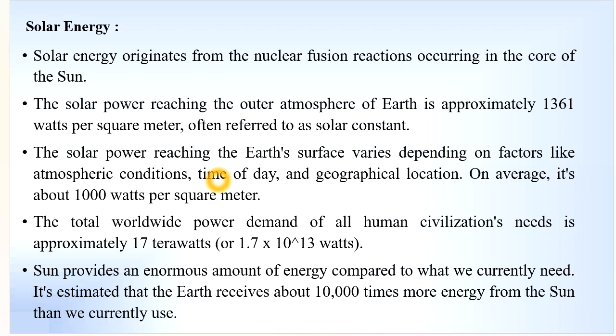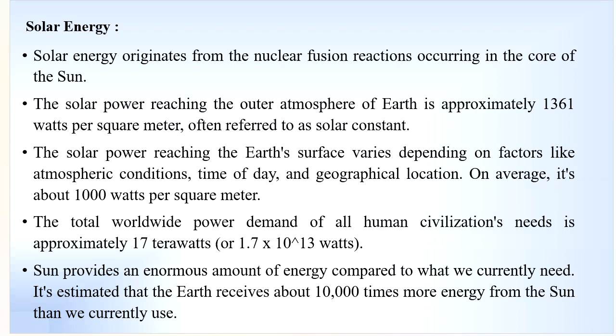The atmosphere is at a certain height from the surface of the earth, so sunlight reaches the top of the atmosphere with an amount of 1361 watts, whereas it reaches the earth's surface with a wattage of about 1000 per square meter. That is the difference, and it also varies based upon the time of the day, as well as atmospheric conditions and geographical locations, right?